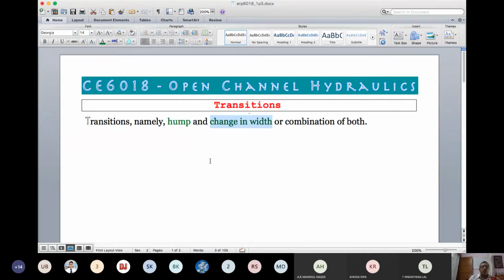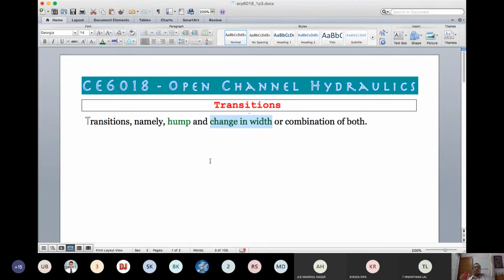When there is a hump, if you have a particular channel, some discharge, some depth of flow, other geometry are given. Now, suddenly you provide a hump. A hump is where the bed is coming close to the water surface. We can also have a negative hump, which is basically a drop. The bed is going down, away from the water surface.